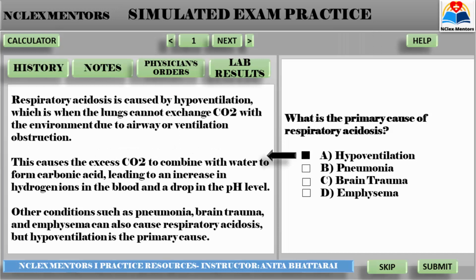The correct answer is A. Hypoventilation. Respiratory acidosis is caused by hypoventilation, which is when the lungs cannot exchange CO2 with the environment due to airway or ventilation obstruction. This causes the excess CO2 to combine with water to form carbonic acid, leading to an increase in hydrogen ions in the blood and a drop in the pH level. Other conditions, such as pneumonia, brain trauma, and emphysema, can also cause respiratory acidosis, but hypoventilation is the primary cause.